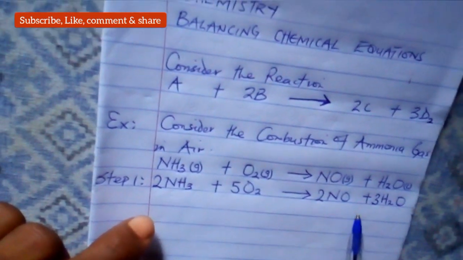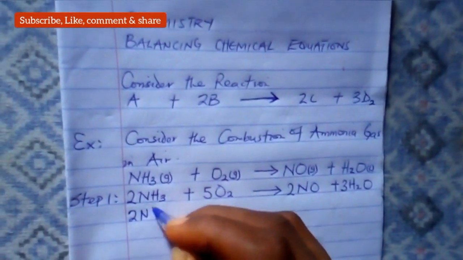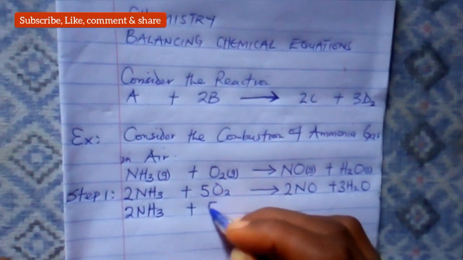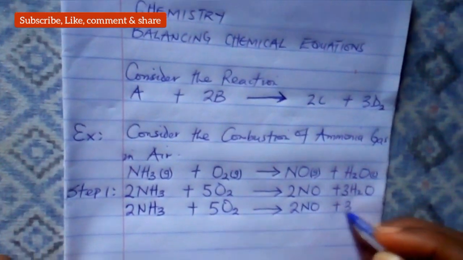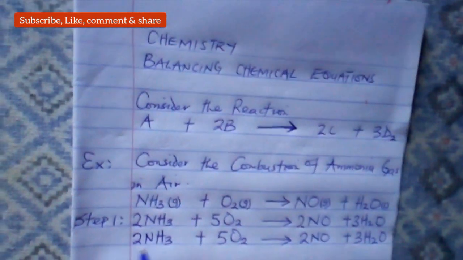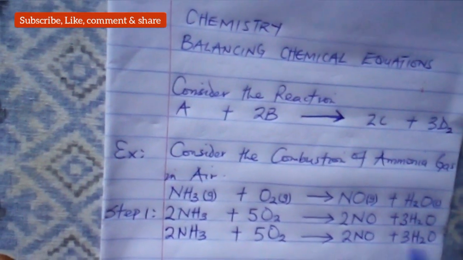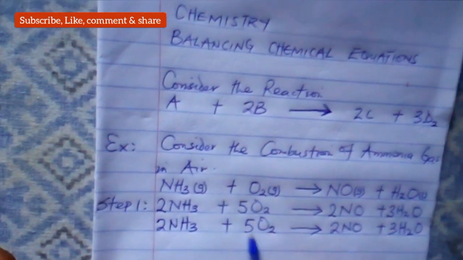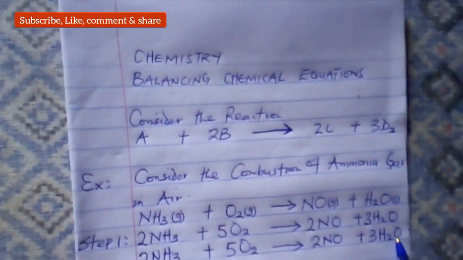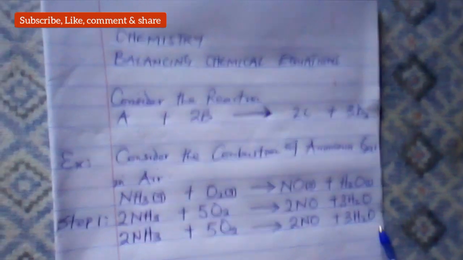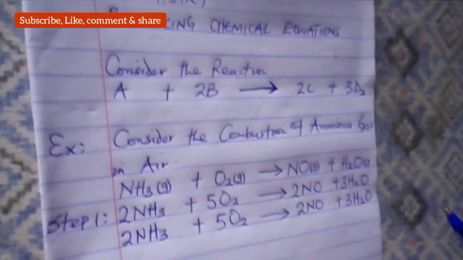Now let's do an atom check again. 2 NH3 plus 5 O2 giving us 2 NO plus 3 H2O. 2 nitrogen, 2 nitrogen is balanced. 6 hydrogen, 6 hydrogen is balanced. 10 oxygen and 5 oxygen is not balanced. So what do we do? We have to alter something. So you think of a number that you can change.